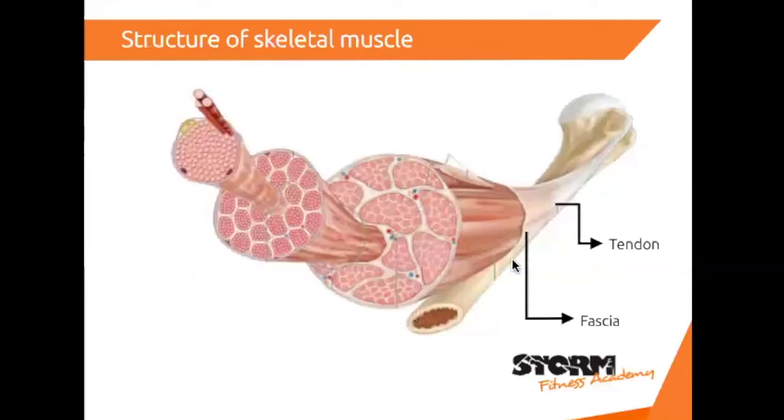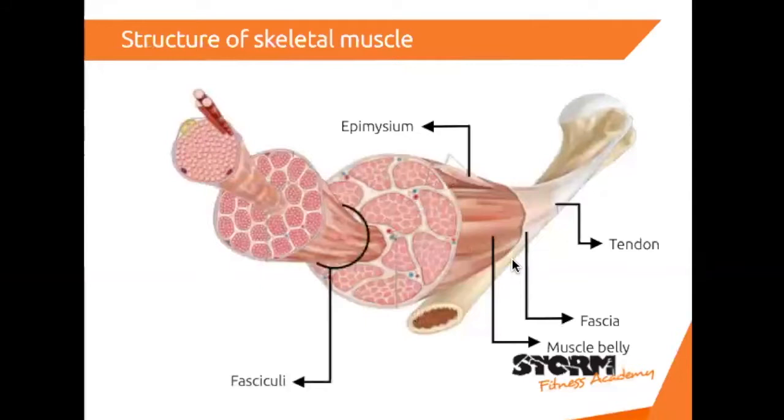Now, all the way around the outside of the muscle, you have something called fascia. So fascia is like a sheath that just keeps everything together, keeps it all contained. So there's your muscle belly. Now, the epimysium is the sheath that surrounds the entire muscle belly. So epimysium contains everything within that muscle belly. If you slice through that, you can then pull out what we call a fasciculi. So fasciculi is like the next smallest structure down from the muscle belly.